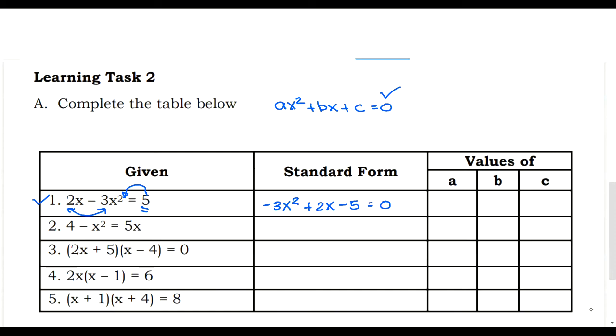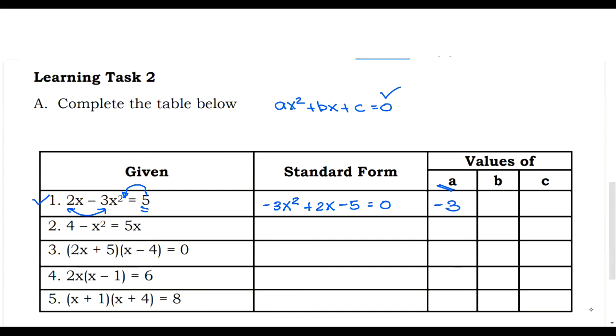Now, we get the values of A, B, and C. Okay? Again, ano yung A? Ito yung coefficient ni x squared. Hindi kasama ang x squared. Okay? Yung katabing number lang niya. Okay? And that is negative 3.